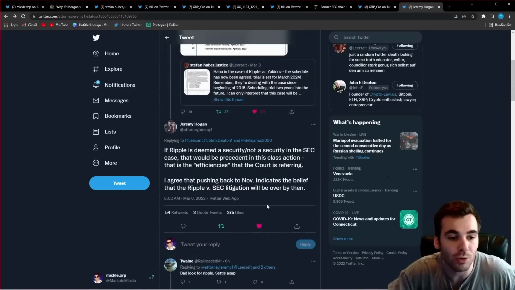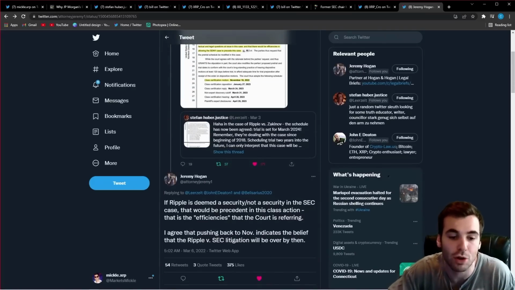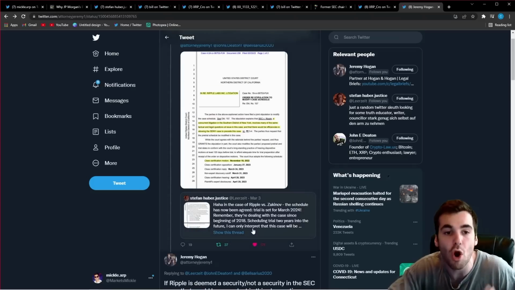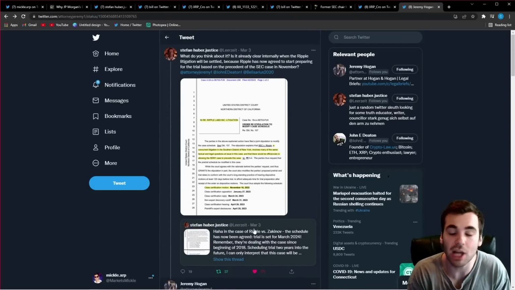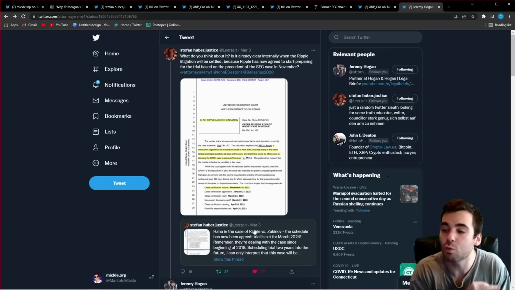Jeremy Hogan agrees, and he says, I agree that pushing back to November indicates the belief that Ripple versus SEC litigation will be over by then. So this is a great indication that November 18th, 2022 is likely the worst case scenario of when we should expect this case to start wrapping up.